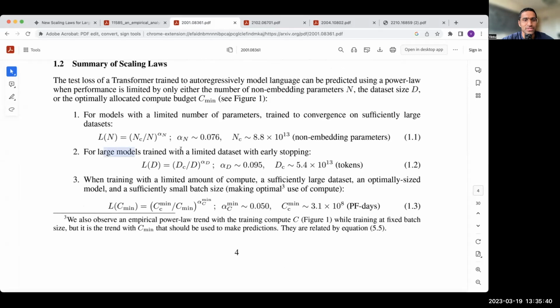And then for large models trained with a limited data set and with early stopping, what they saw was, again, a scaling behavior with alpha_D of 0.095 and D_c of this many tokens. So again, a tremendous amount of data.